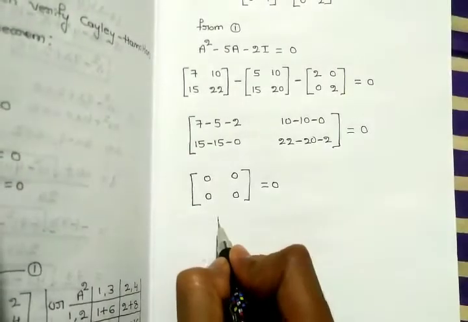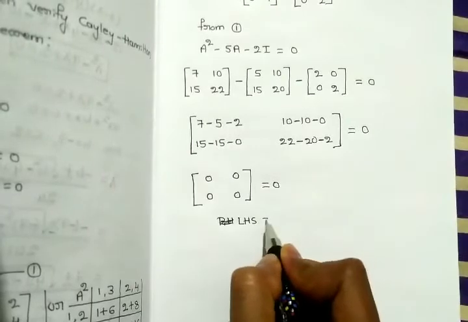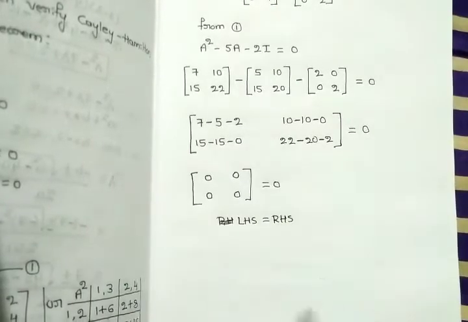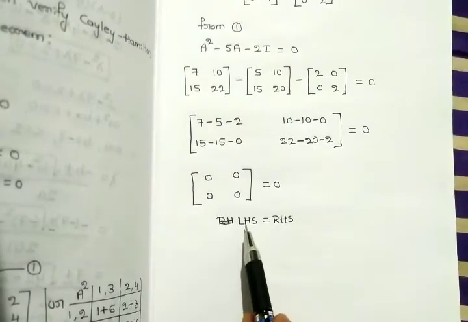So finally, which answer did you get? Sorry, left hand side value is equal to what here? Right hand side value. LHS is equal to what here? RHS. Hence the CH theorem is verified.